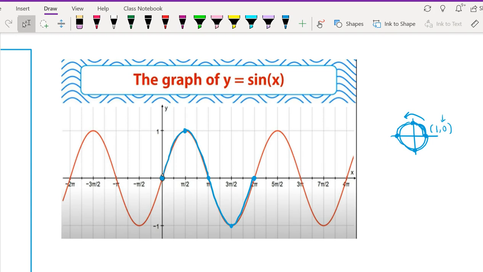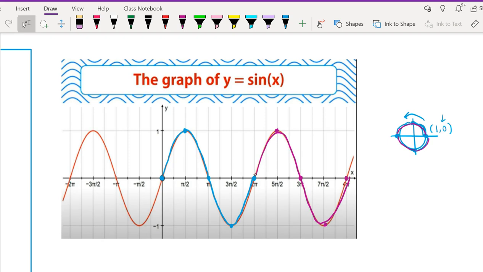But this point then will continue around. So then it's going to go back up, and then it's going to continue around, and it's going to come back to 0, and it's going to continue around, and it's going to come down to -1, and then it's going to continue back to 0. This is the second full rotation.